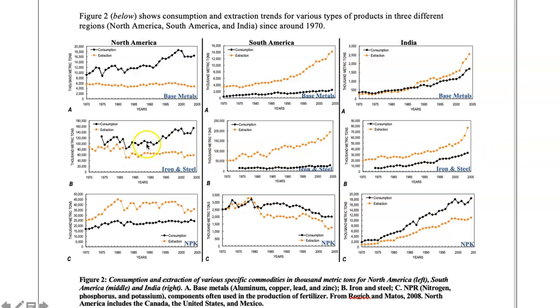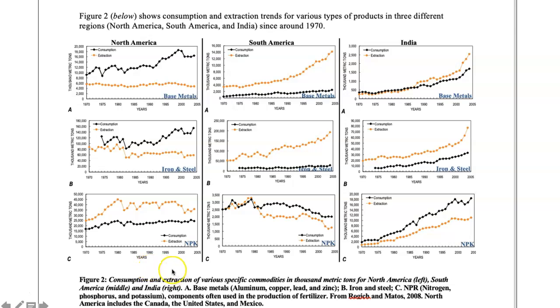Let's look at the next row, iron and steel, which is used frequently in buildings. In North America, they once again consumed more than they extracted, and this difference seems to have grown in more recent times. South America, again, has extracted much more of these materials than it's used. And India has also extracted more of these materials than it has used, although the consumption is going up.